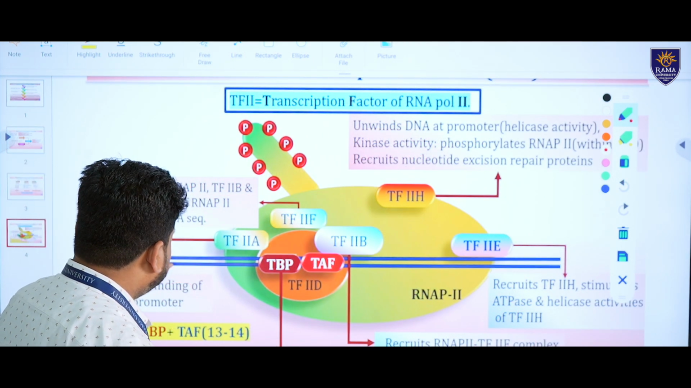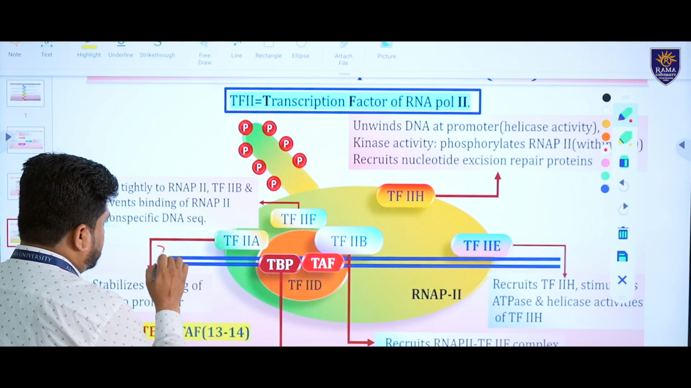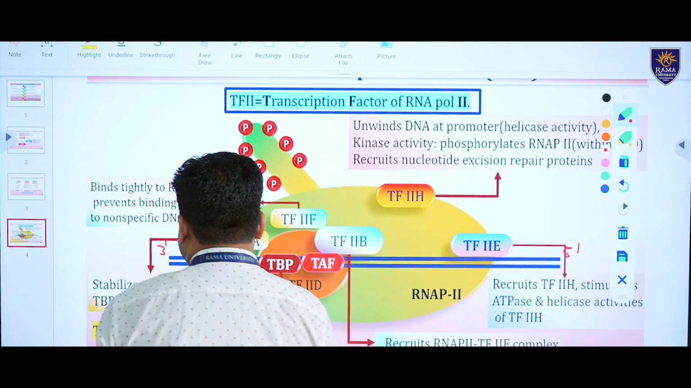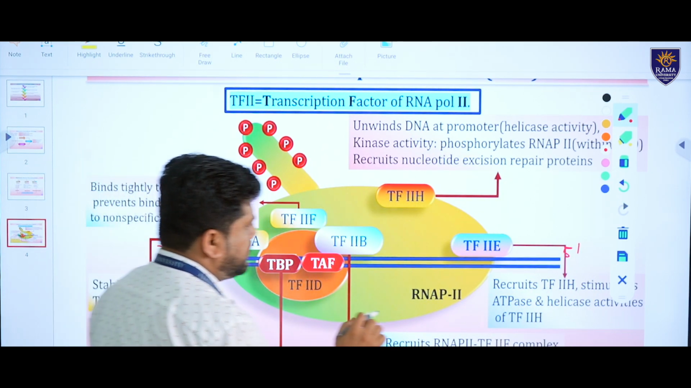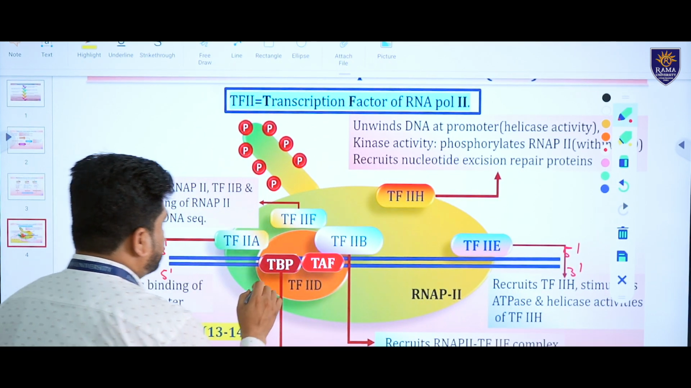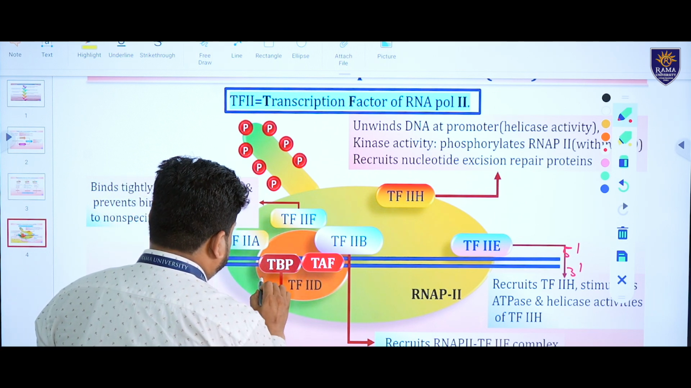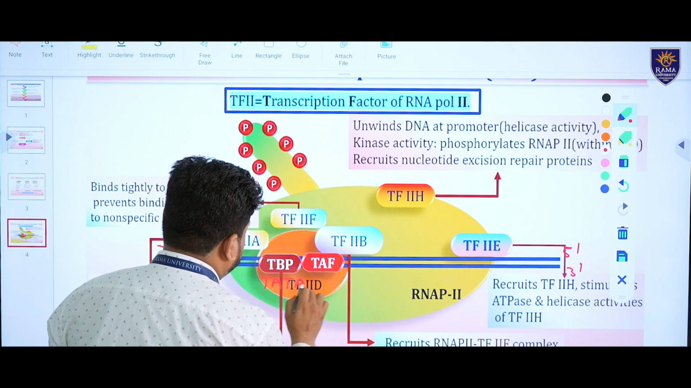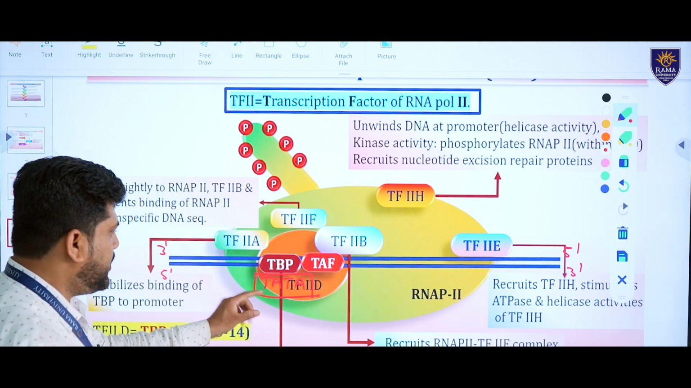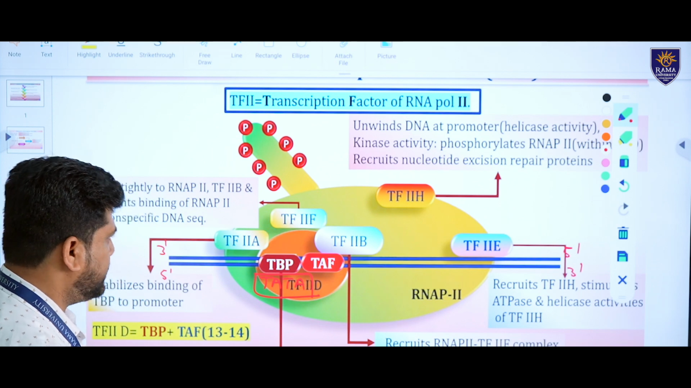This is the double stranded DNA molecule, 3' to 5' and 5' to 3'. This is the place where the TATA box is present. This TATA box is the transcription initiation position in a double stranded DNA molecule in the case of eukaryotic DNA.